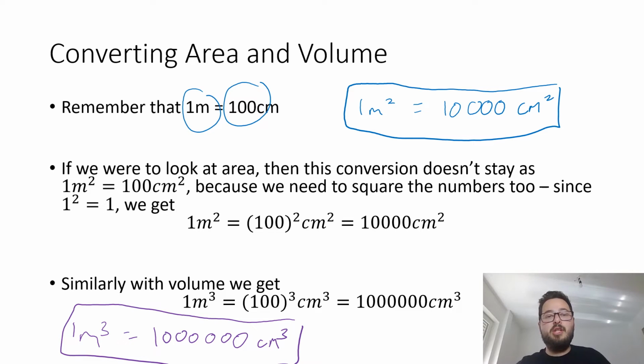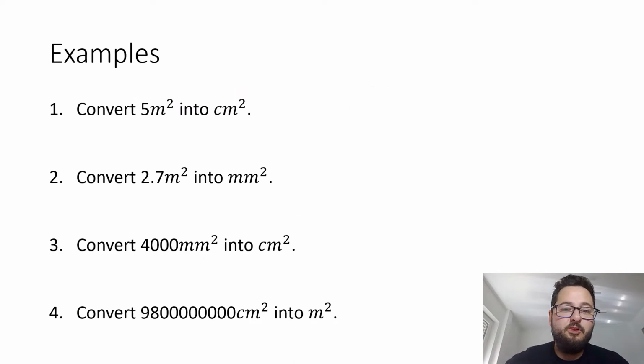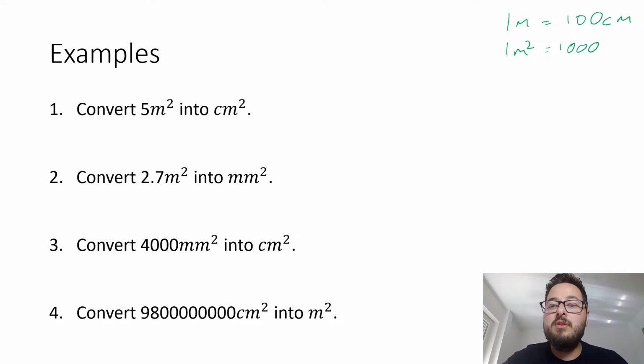Okay, so whatever your conversion is in 1D, so when there's no squared or cubed, you just have to square that up or cube that up to get your area and volume. All right, so let's just try a couple of examples. So we want to convert 5 metres squared into centimetres squared. Well, let's just write out our conversions first. We've got that 1 metre is 100 centimetres, 1 metre squared is 10,000 centimetres squared, and 1 metre cubed is 1 million centimetres cubed.